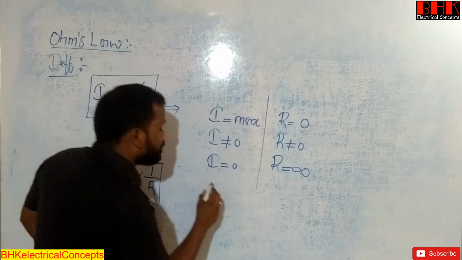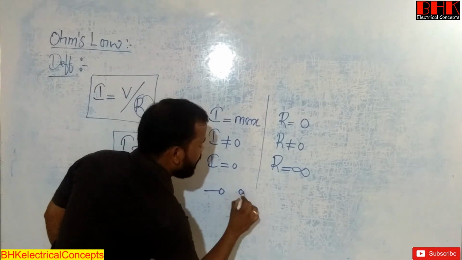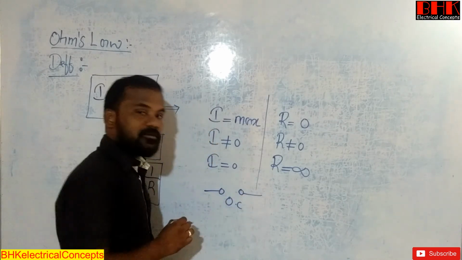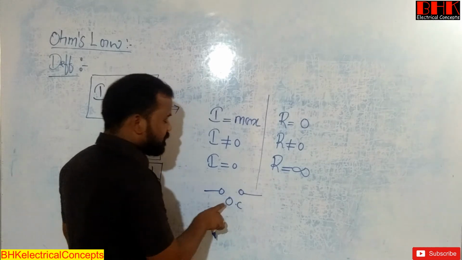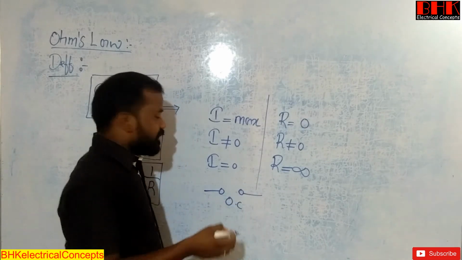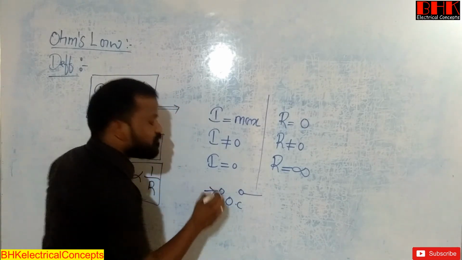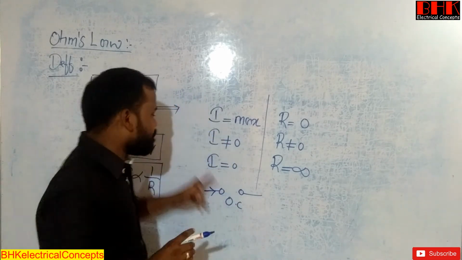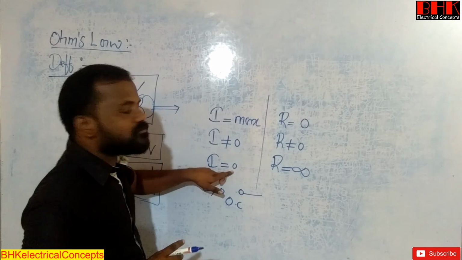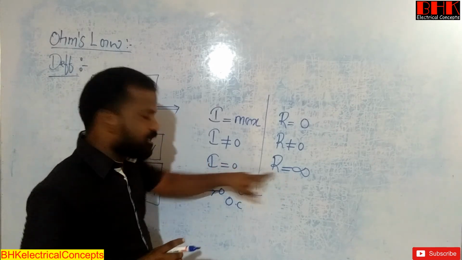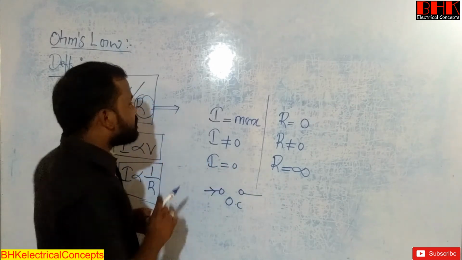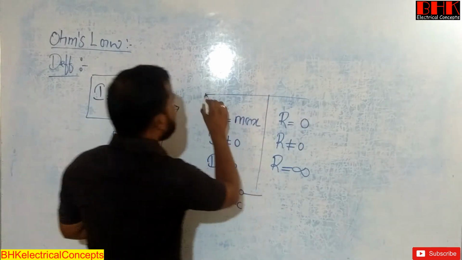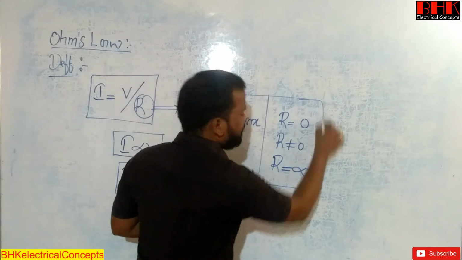If R is equal to infinity, it is an open circuit. In an open circuit, there is no chance for current to flow in the circuit. That's why I is always equal to 0. R equal to infinity means I is equal to 0. So the relation between I and R is always inversely proportional.